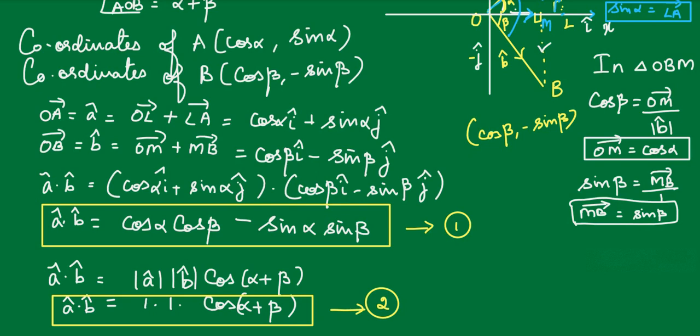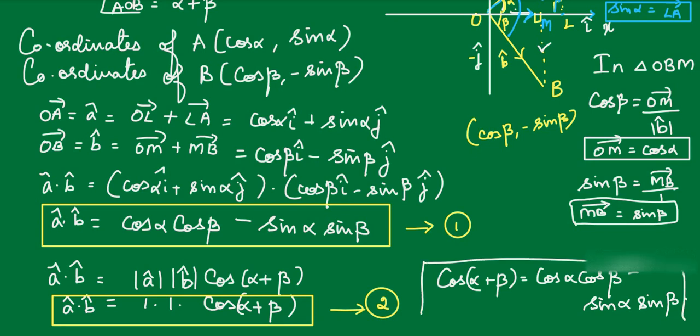Therefore, from 1 and 2, we see that LHS is the same. Therefore, we get the result cos of alpha plus beta is equal to cos alpha cos beta minus sin alpha sin beta. Such a simple and important question.